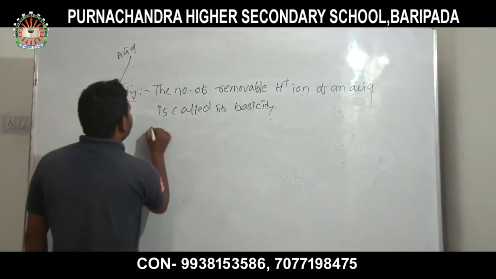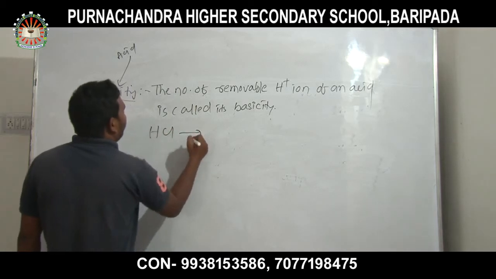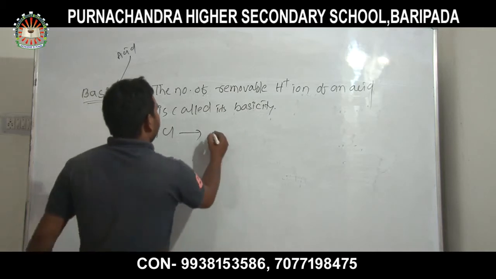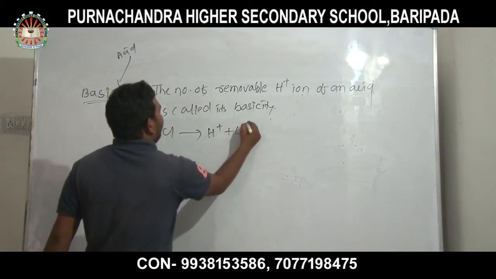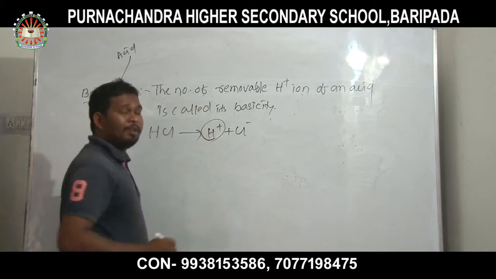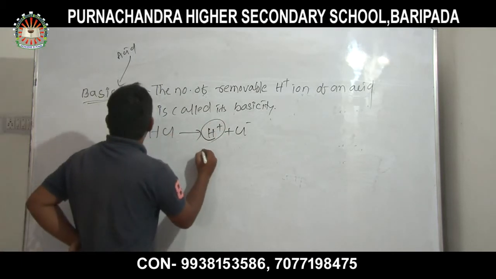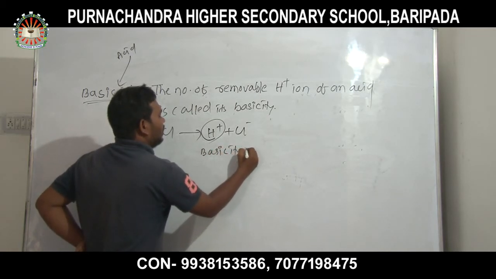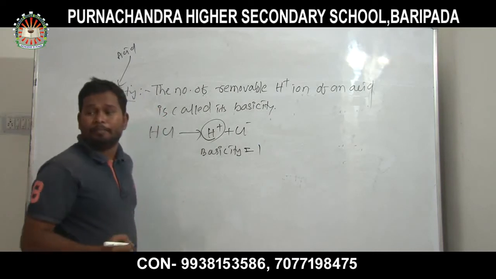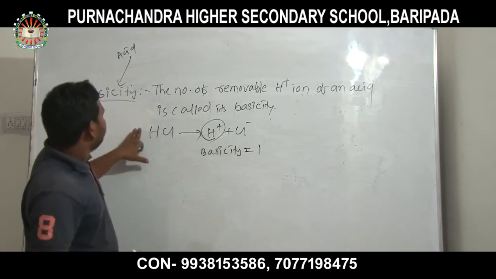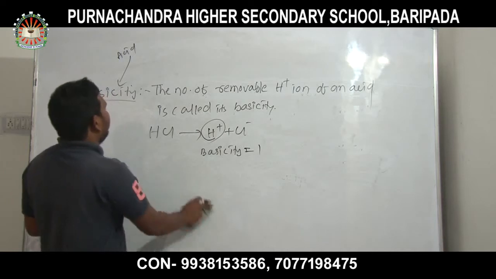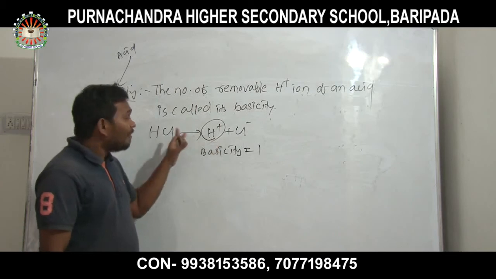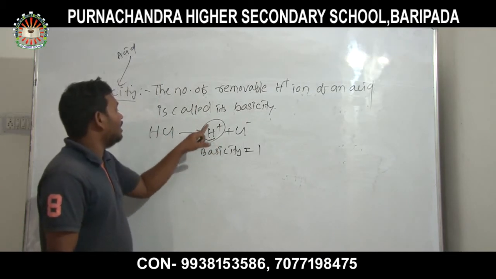For example, HCl. When it dissociates in water, it gives H plus and Cl minus. Here the number of replaceable H plus ion is 1. Thus, its basicity is 1. Again, hydrochloric acid dissociates and the number of removable H plus ion is 1.